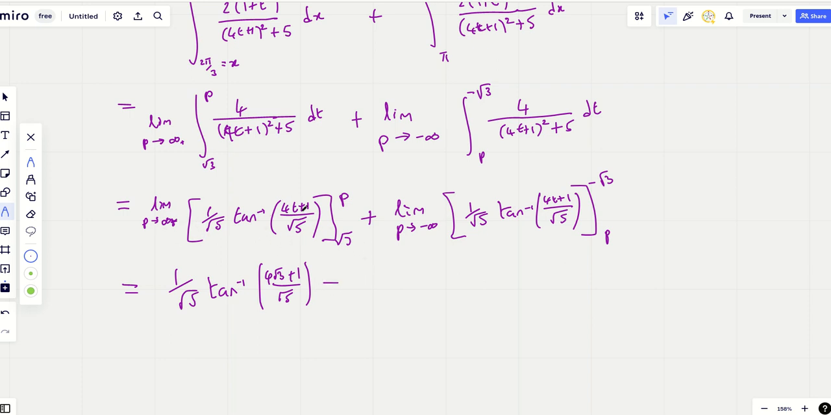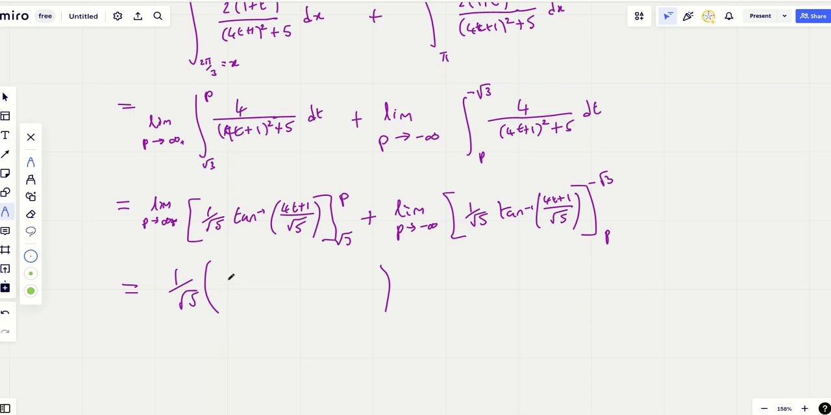P is tending towards positive infinity. What is inverse tan of positive infinity, when you're approaching positive infinity from the left-hand side? Well, once again, we can use the fact that that equals pi over 2. Let's take the 1 over root 5 out. And so that's going to give me, oh, hang on, I put the limits in the wrong way around. How silly of me. That should be the other way around. I apologise, everyone.